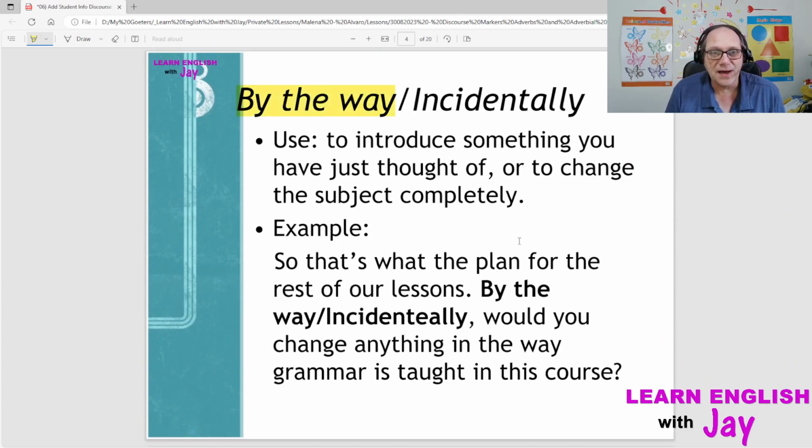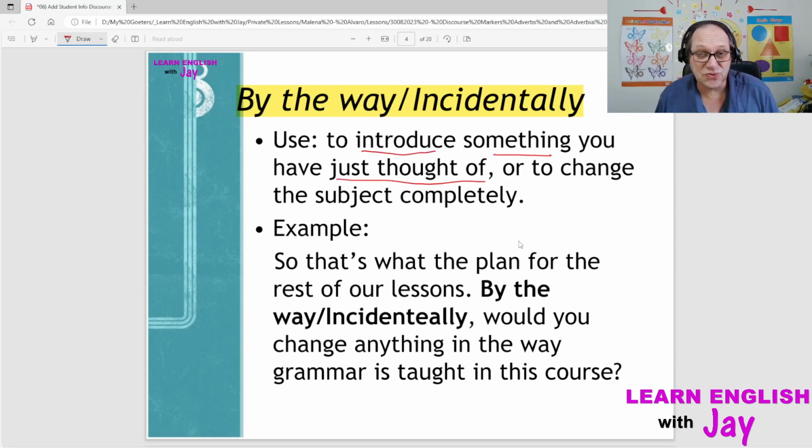Next one is by the way or incidentally. Now, by the way, incidentally is to introduce something you have, well, basically just thought of, or you want to change the subject completely. All right. So, for example, that's the plan for the rest of our lessons. By the way, or you can say incidentally, would you change anything in the way the grammar is taught in this course? So you're introducing a new thought, you're changing it.